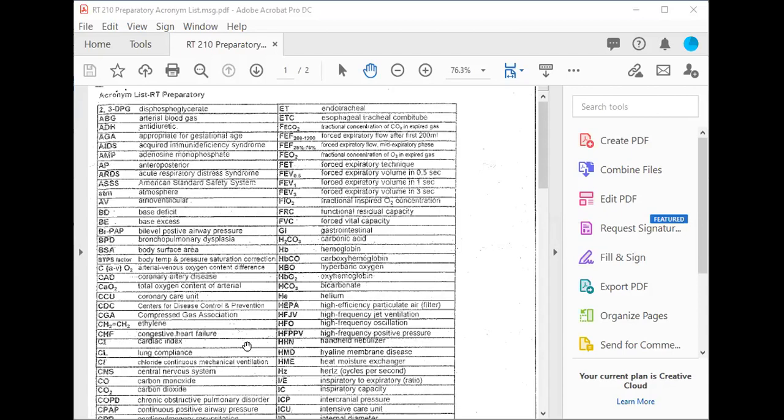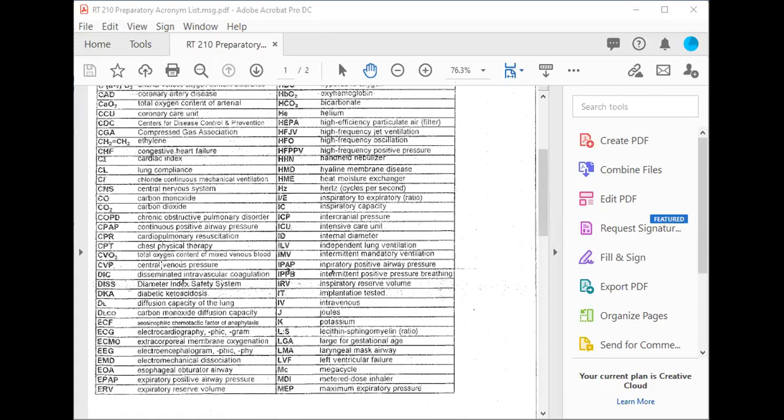High frequency positive pressure, HFPPV. You're not gonna need to know that in 210. And these FETs and FEV, you probably won't need to know those either. But there's some other ones. They just give you a whole list. This will last you throughout your whole respiratory career here, okay? Just a little something to help.